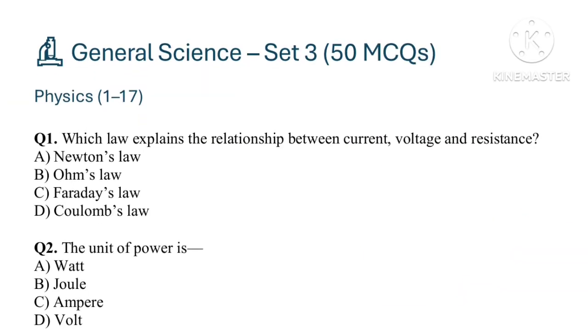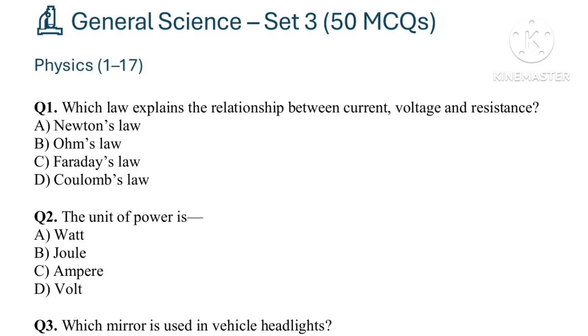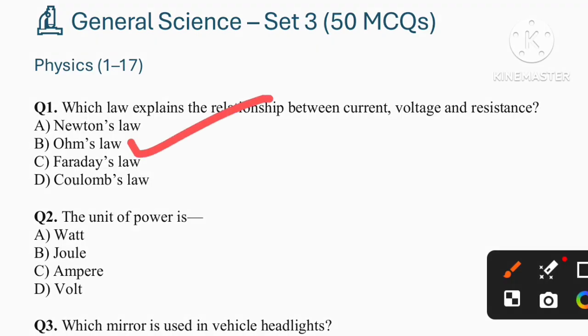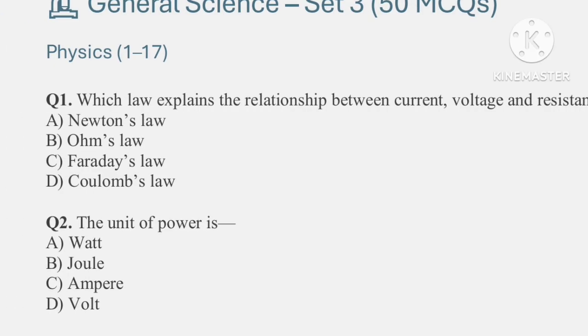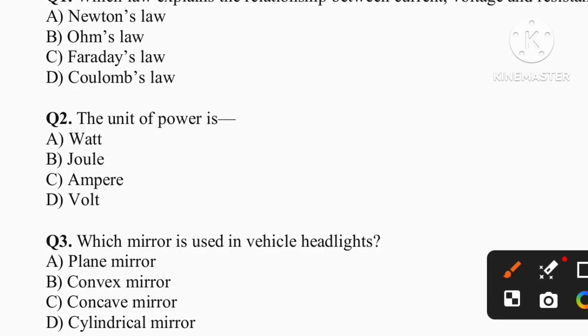So, the very first question from the physics part, which law explains the relation between the current, voltage, and resistance? So, the answer is option B, that is Ohm's law. Question number 2, the unit of power is. So, the answer is option A, that is watt.